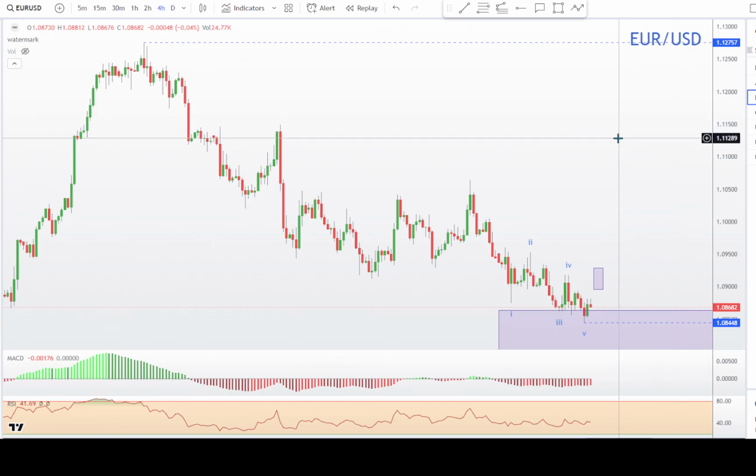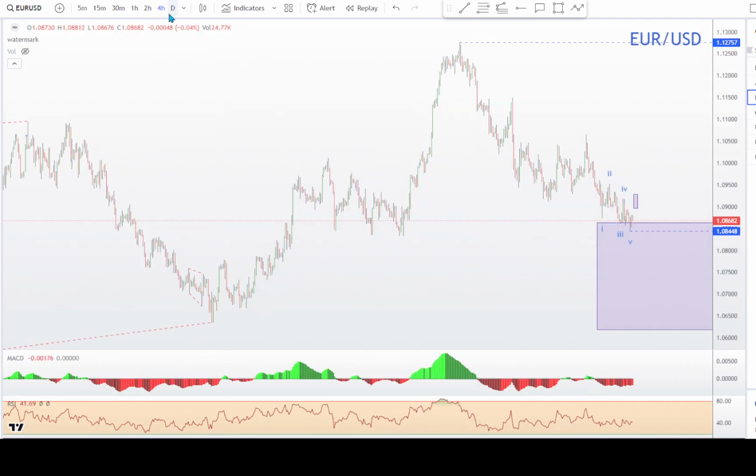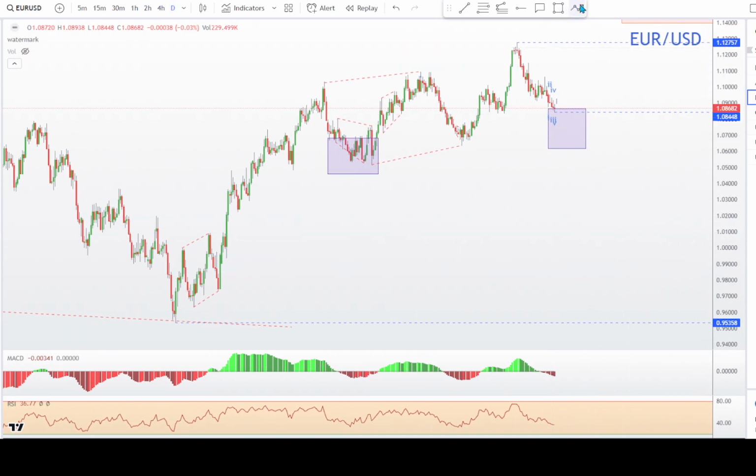All right, euro. So the euro, it looks to me like they might be making a big leading diagonal for this first part of this correction here. So, zooming out to the daily, I said I see more up overall in the euro, but I think they're going up in a diagonal.